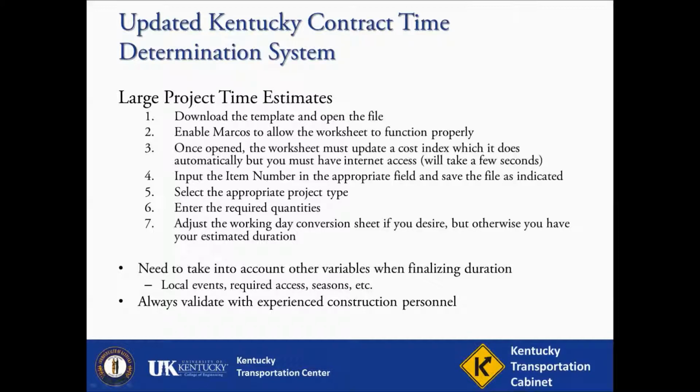Next, input the item number in the appropriate field and save the file as indicated on the opening sheet. All that is left is selecting the appropriate project type by clicking the appropriate button and entering the required quantities. Descriptions of the project type have been included for ease of access. There is also the ability to adjust the working day conversion sheet if you desire, but otherwise you will have your estimated duration. As always, you will need to consider variables specific to your project and seek validation from experienced construction personnel.